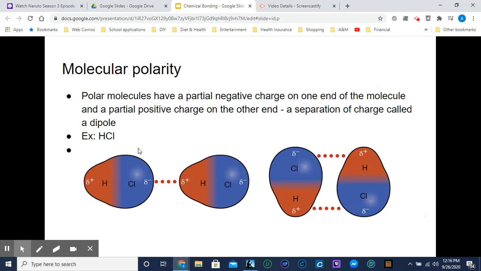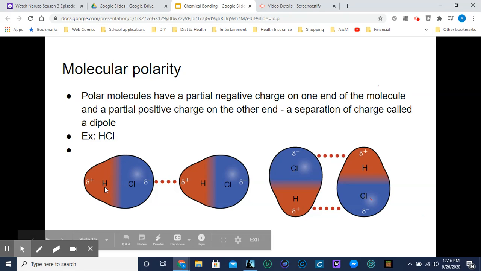So using hydrogen chloride as an example, the hydrogen is not as electronegative as the chlorine. So the chlorine becomes an electron hog and pulls the shared pair of electrons that exist in this bond closer to it, making it the negative dipole. And then the hydrogen becomes the positive dipole.